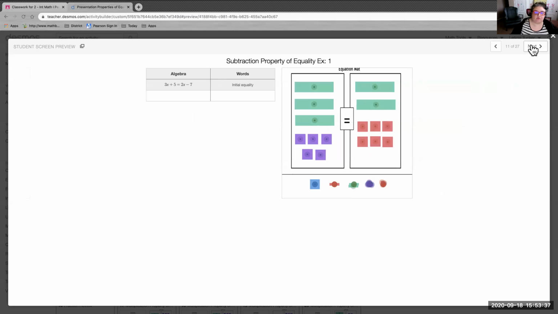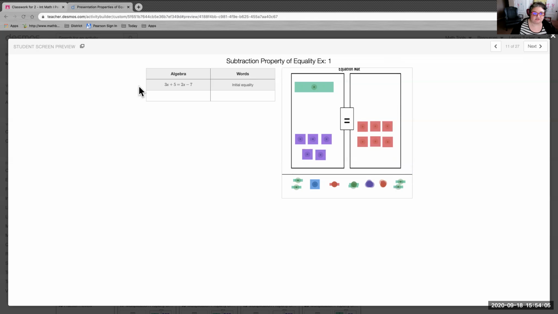Subtraction property of equality, okay? Subtraction means we're going to be taking away. So for this example, I'm going to take away these x's. Instead of adding, I'm going to take this away. I'm going to take this one out. So I'm going to take 2 out. If I take 2 out on this side, I have to take 2 out on this side also.